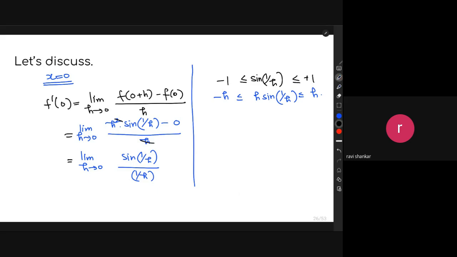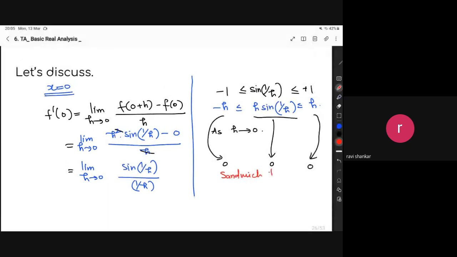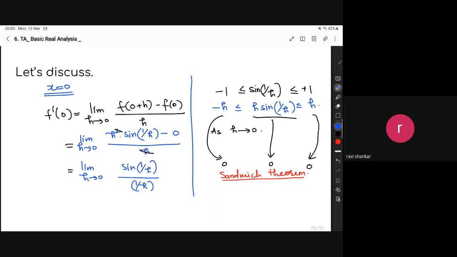As h tends towards 0, the lower bound function goes to 0, and the upper bound function also goes to 0. So it forces the middle function to also go to 0. This is what the sandwich theorem is. I've discussed this theorem before as well. So this implies that the limit of this function is 0.